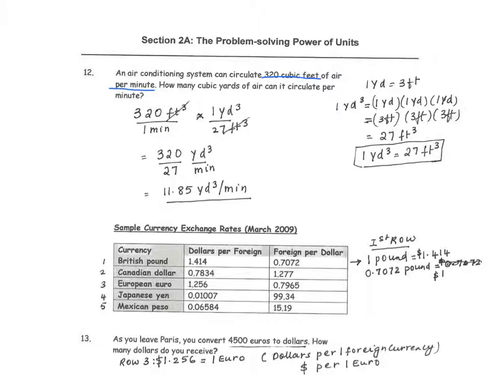Now in the next problem, an air conditioning system can circulate 320 cubic feet per minute, and the question says convert that cubic feet per minute into cubic yards per minute.